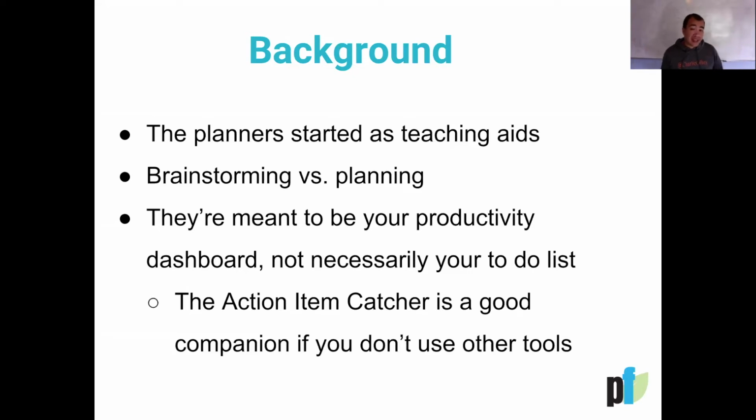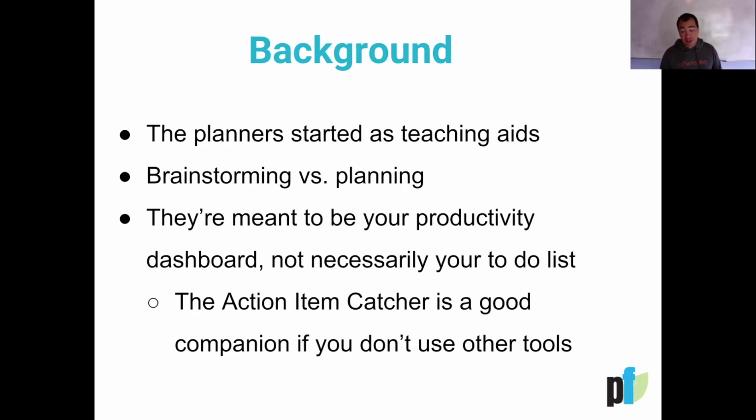What I will say is the action item catcher is a good companion if you don't use other tools. If you don't have an Asana, or OmniFocus, or a to-do list app that you like, the action item catcher is the way to go. It looks very similar. You can print it out wherever you use your planners, or you can use it digitally as well. So if you don't use one already, the action item catcher is more of a to-do list dumping ground than the planners are themselves. So I want to go ahead and slide those things out.